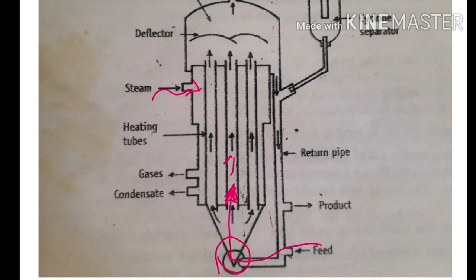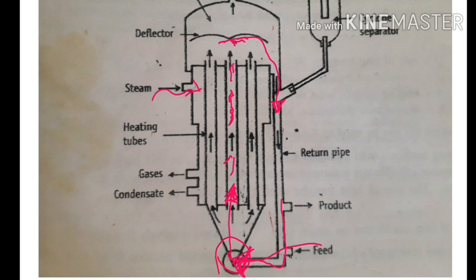During this journey, the liquid feed absorbs heat from the steam, and by absorbing heat, the liquid feed gets heated and starts to produce vapor. This vapor and the liquid feed rush out of the tube with a high velocity, and this mixture strikes the deflector. The deflector throws the liquid downward, and this liquid passes through the return pipe and again enters the inlet of the pump for further evaporation.